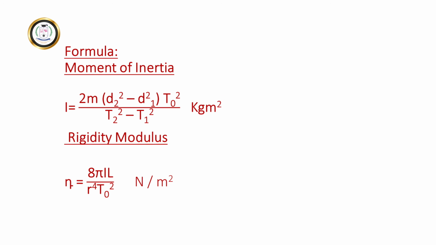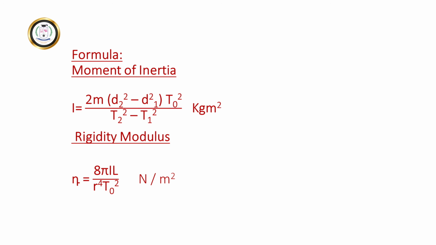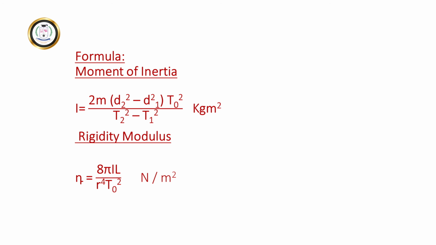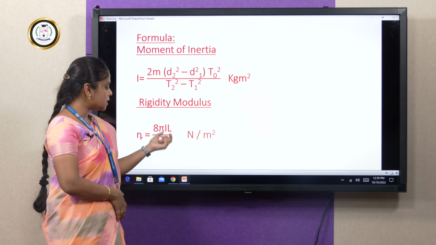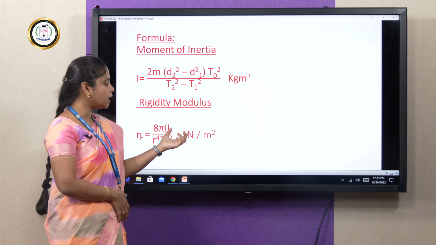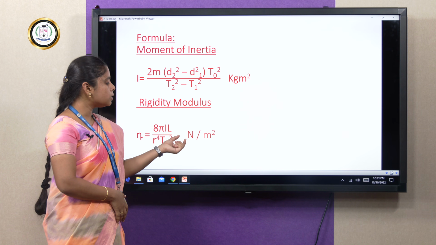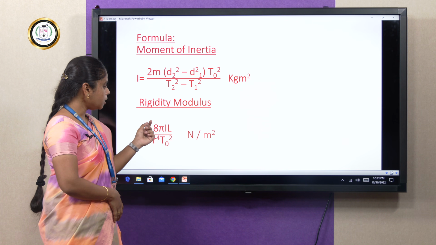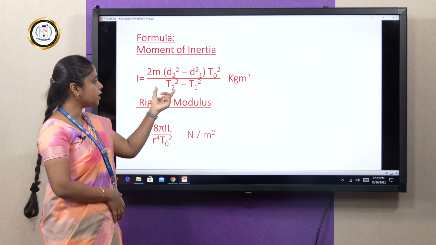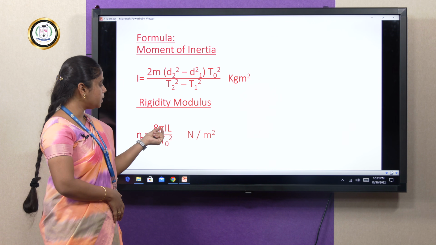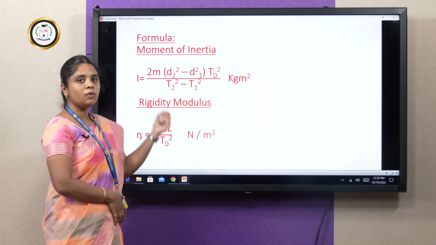So coming to rigidity modulus, the formula is eta is equal to 8 pi I L divided by r power 4 T0 square Newton per meter square. Newton is nothing but the unit of force. Since strain does not have any unit, we are taking the unit of stress alone, that is Newton per meter square, the force applied per meter square. So here 8 into pi value 3.14 into the moment of inertia, the resultant answer which we get from the previous formula, you are supposed to substitute here, and L stands for the length of the suspension wire.